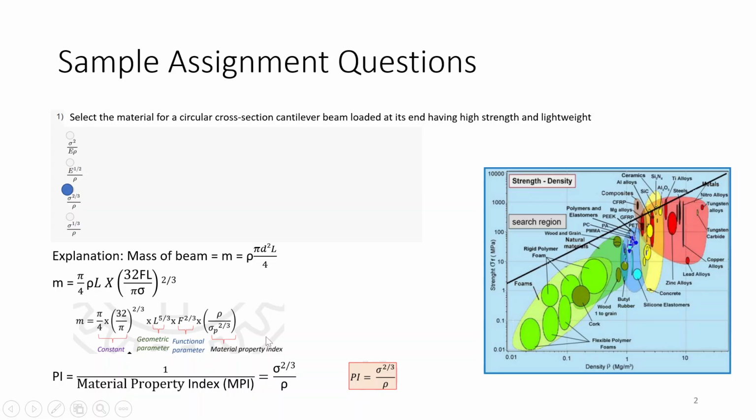So here you will be getting material property index, then you can take reciprocal. 1 upon material property index will be performance index. So you have to maximize this: sigma to the power 2 by 3 divided by rho. Okay. So here on this particular graph also you can see these materials in the search region. So out of these you can select material for cantilever beam.